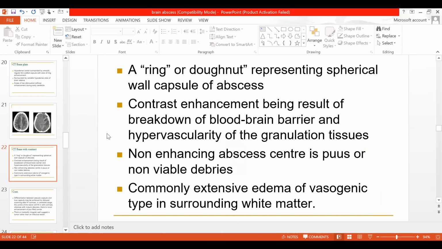It is called a donut sign as well, representing the spherical wall capsule of the abscess, the contrast enhancement being a result of the breakdown of the blood-brain barrier and hypervascularity of granulation tissue.